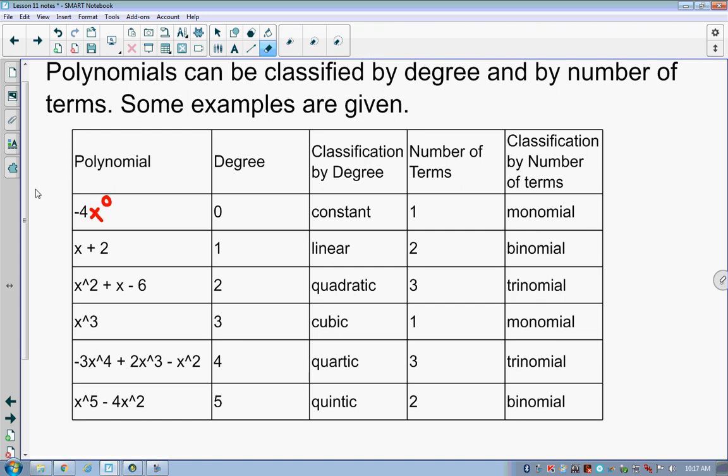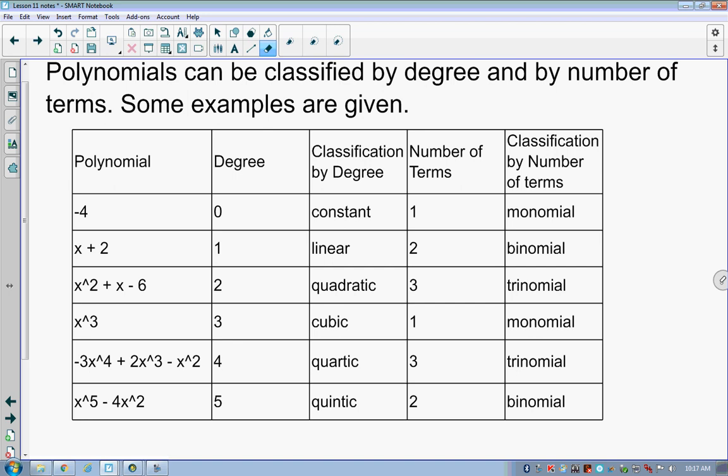-4. So I could just as easily leave it like that, right? So -4 has a variable with a degree of 0, which is why I'm just writing it as -4. Do you follow me? Okay, so it's got a degree of 0. So all we can do is classify it as a constant because there's no variable there. It's just a constant. It only has one term, right? It's just -4. And because it's one thing, it's a monomial. Do we understand that chain?